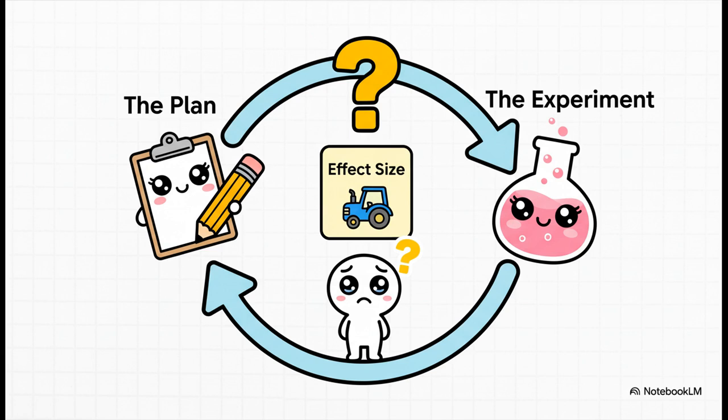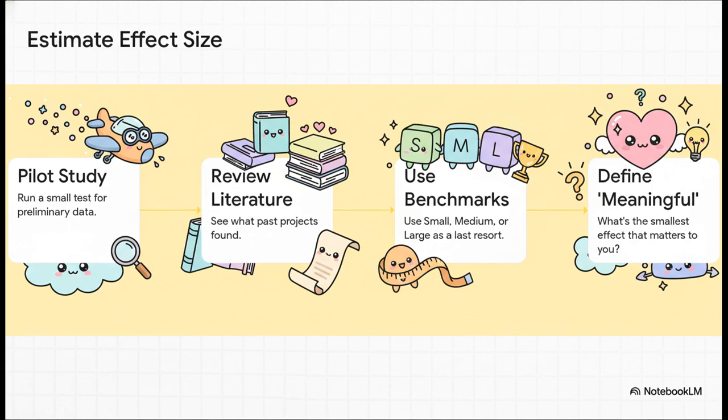So what do you do? The good news is you don't have to guess blindly. You make a smart, educated estimate. You could run a small pilot study to get some early data. You can dig into past research on similar projects. As a last resort, you can use those Cohen's benchmarks we talked about. Or, and this might be the most strategic move of all, you can decide ahead of time on the smallest effect that would still be a real win for you, and then you plan for that.